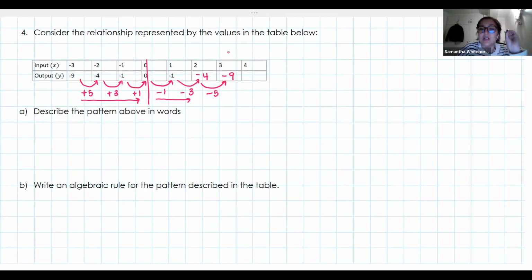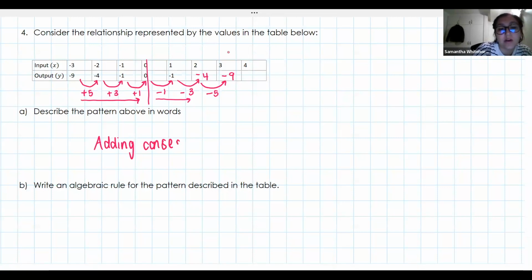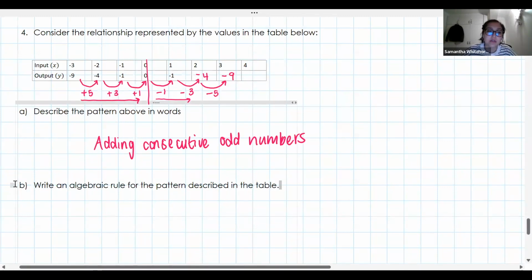We are adding consecutive odd numbers. We started at 5, we then went 3, we then went 1. Those are odd numbers. They come one after each other, so they are consecutive. And then I'm subtracting 1, subtracting 3, subtracting 5. So what I'm doing is adding consecutive odd numbers, where consecutive means one after the other. And so if we wanted to describe that pattern in words, we would be able to do that.